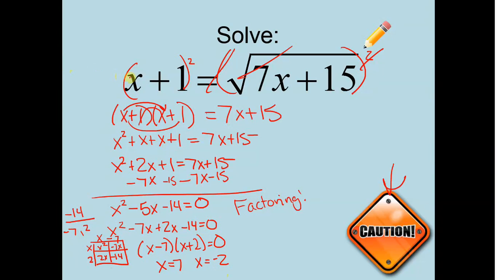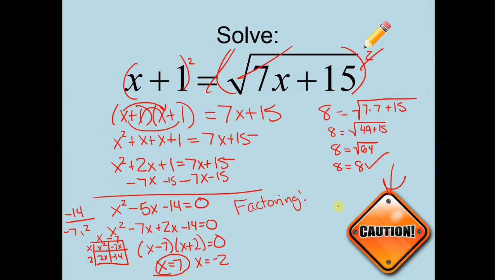So I have 7 plus 1, well that's just 8. So this side over here has got to be 8. The square root of 7 times 7 plus 15, 8 equals the square root of 49 plus 15. 49 plus 15, that's just 64. Square root of 64 is 8. So 7 checks out perfectly.